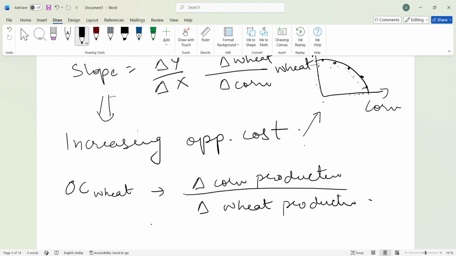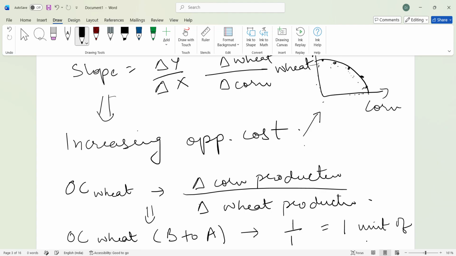All right. Okay. So for your example, right, if I want to say, okay, what's the opportunity cost of wheat from point B to A, let's say, not B to C, okay, let's say B to A, right? It would be 1 to 1, because if you go back to the table and see, then for 1 unit of wheat, I have to sacrifice 1 unit of corn. So it would be 1 unit of corn.